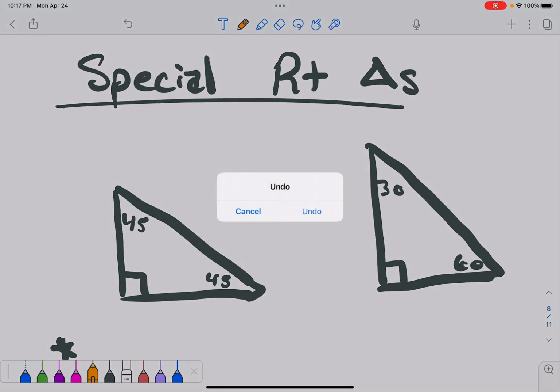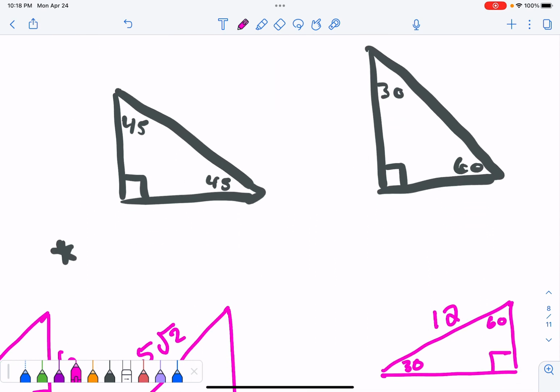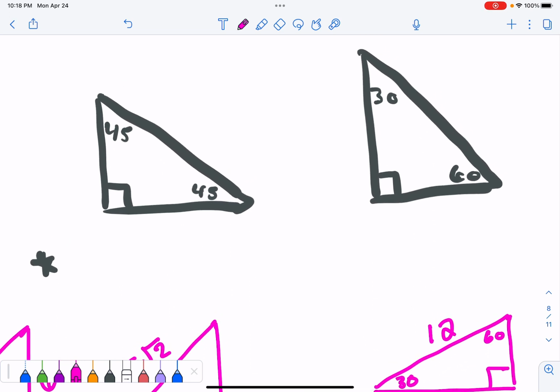All right, special right triangles. 45, 45, 90 and 30, 60, 90 are the two that we have. And these are other shortcuts that you have. You can certainly do the Pythagorean theorem or SOHCAHTOA to find missing sides here, but these are shortcuts that make it nicer, okay?